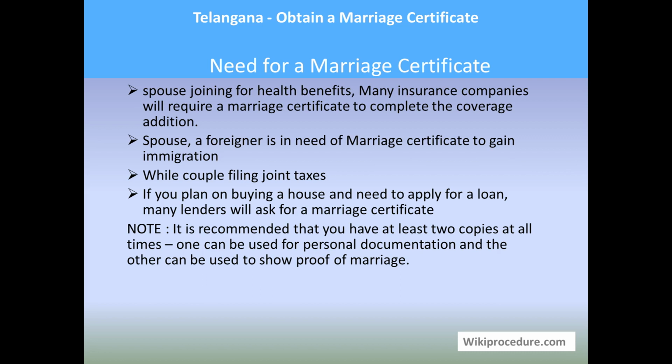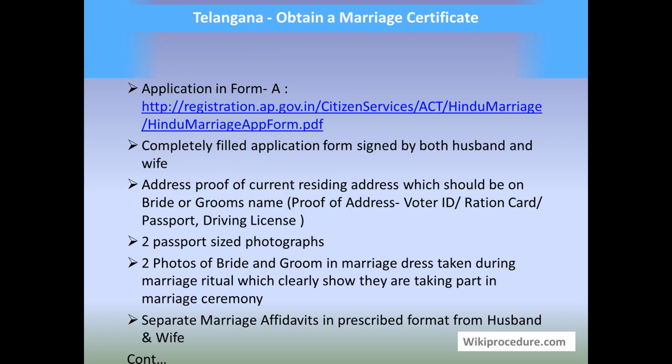If you are planning to buy a house on a loan scheme, then the lender will ask for the husband and wife relationship certificate, that is, the marriage certificate. Make sure that you have two copies. One is preserved in the file and one for showing or taking copies whenever required.